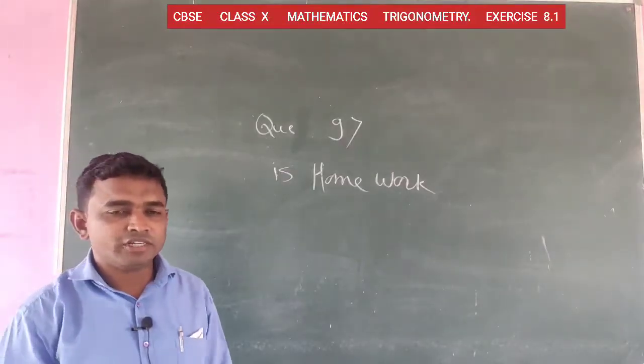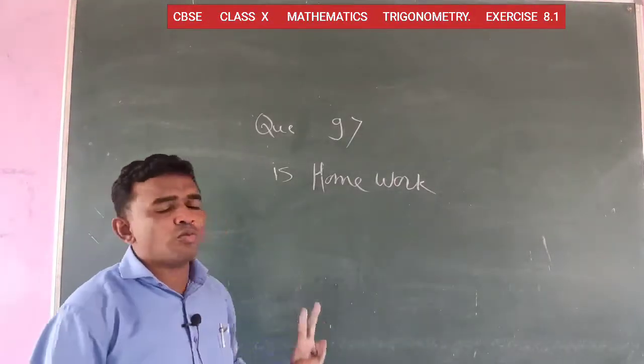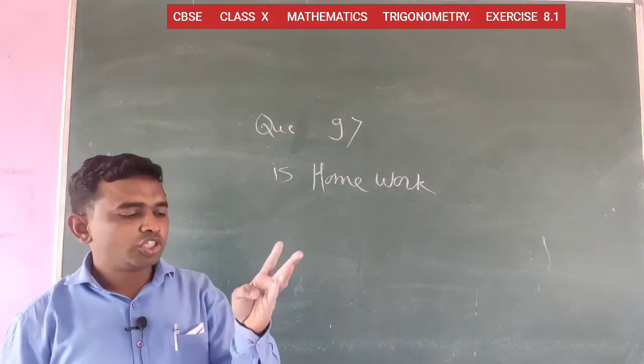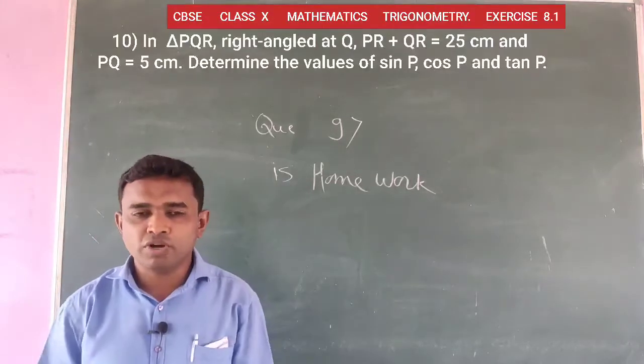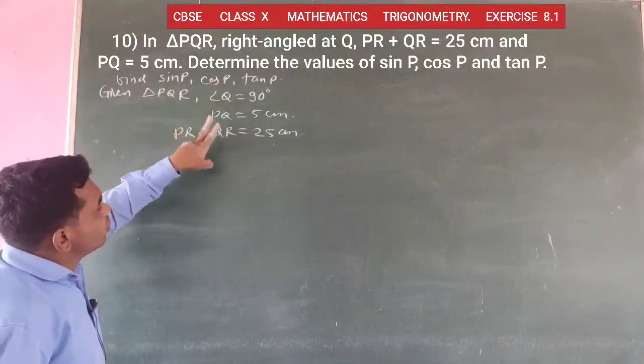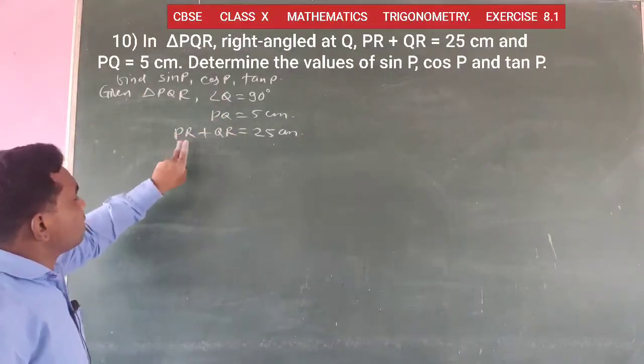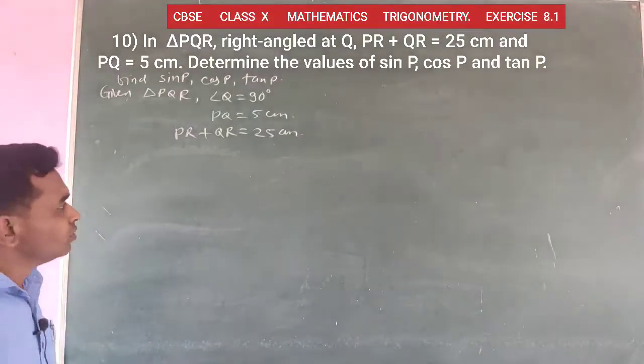Okay, dear students, question number 9 is homework for you. Means question number 3, question number 5 and question number 9, three examples are homework for you. Angle Q is equal to 90 degrees. PQ is equal to 5 centimeter and PR plus QR is equal to 25 centimeter.